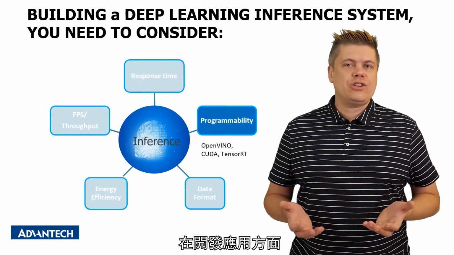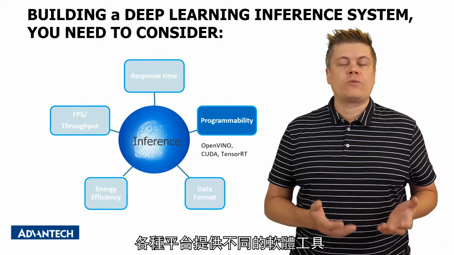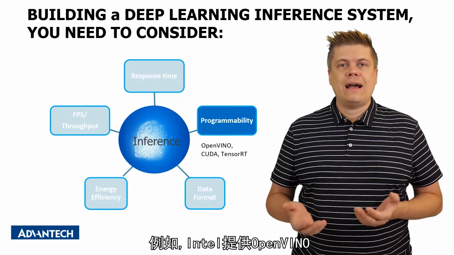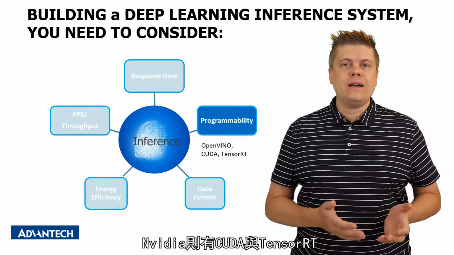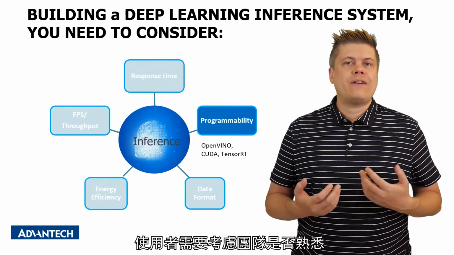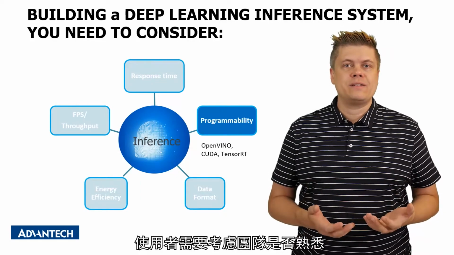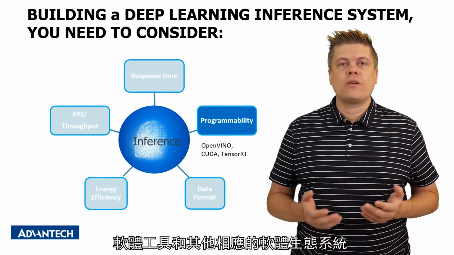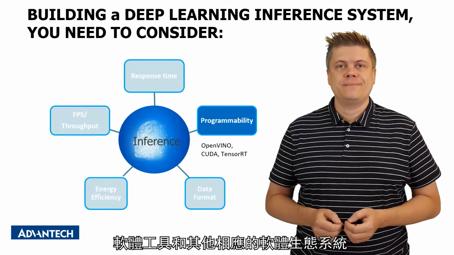When developing an application, different platforms offer different software tools. For example, Intel has OpenVINO, and NVIDIA has CUDA and TensorRT. Users have to consider how familiar their team is to the software tools and the different corresponding software ecosystems.